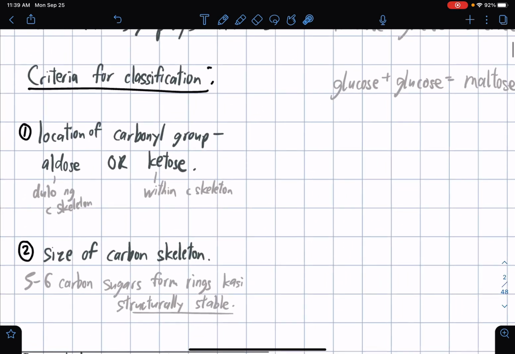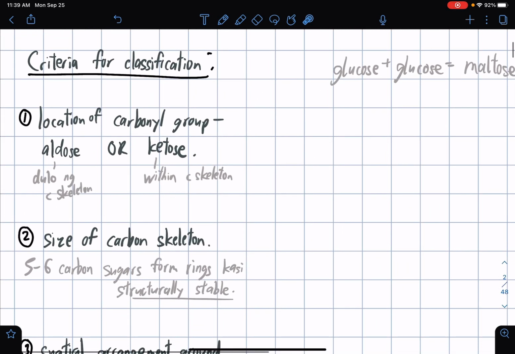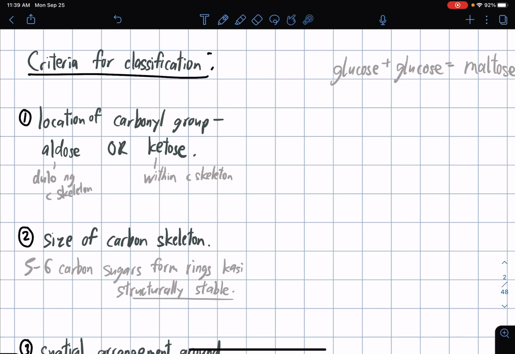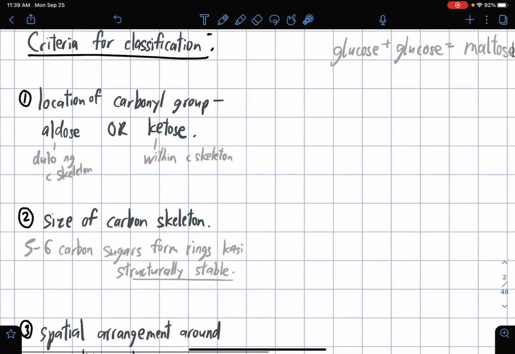So the criteria for classification of monosaccharides is basically the location of the carbonyl group, aldose or ketose. For aldose, you will see it at the very edge of the carbon skeleton. And for the ketose, you will see it within the carbon skeleton. As you can see here, the word dulo means at the very edge. That's very edge in Filipino.